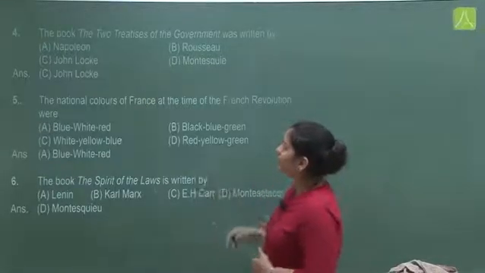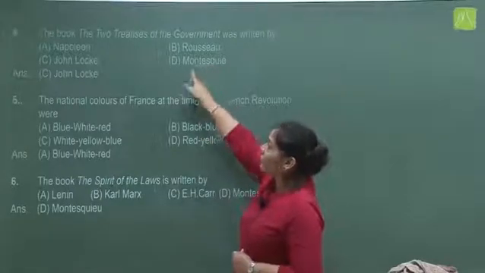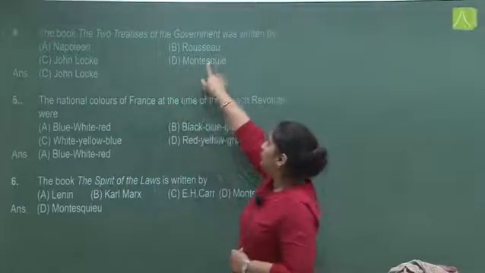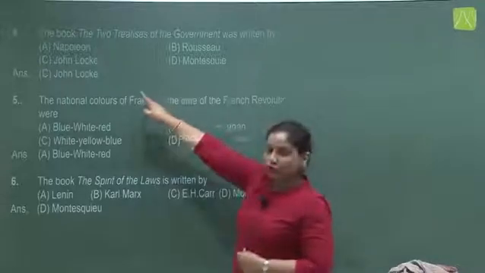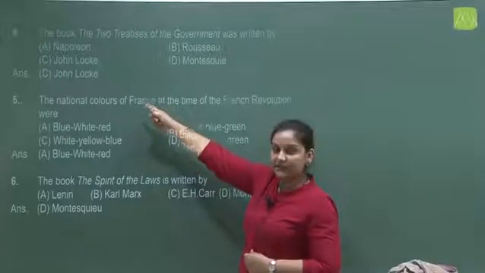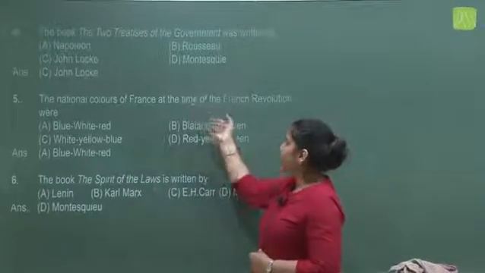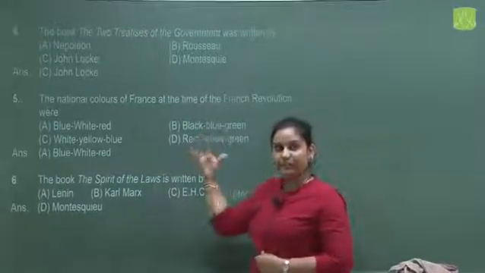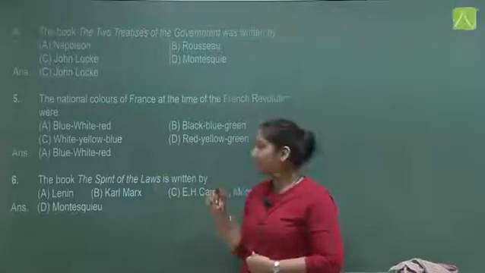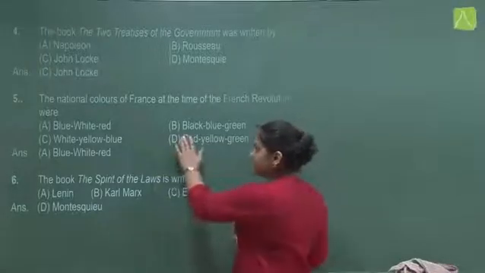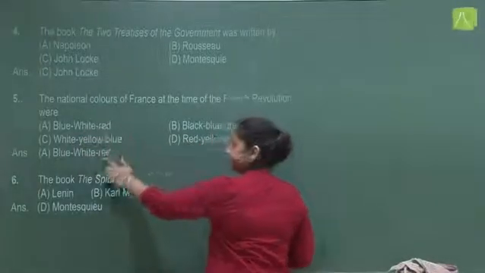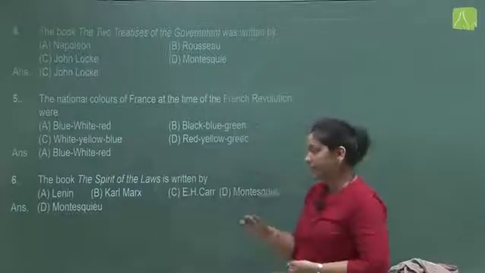The next question, you have to tell the author of the book Two Treatises of Government. It was definitely written by John Locke. So, the correct answer is C. The national colors the France flag has, you have to name the sequence of the national colors correctly. The sequence correctly is blue, white, red. Option A is the correct answer.